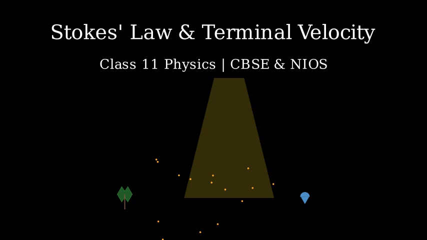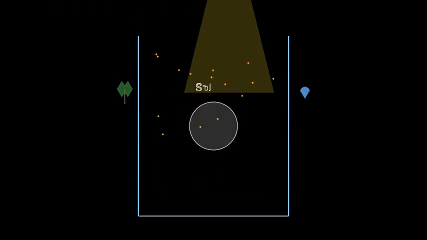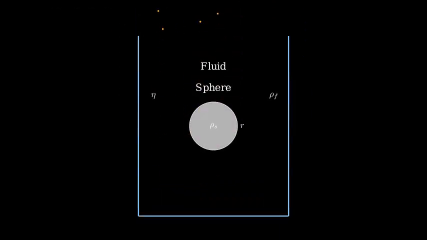To understand terminal velocity, we need to first understand the forces acting on an object falling through a fluid. Let's consider a small spherical object falling through a viscous fluid like water or glycerin. There are three main forces acting on this sphere. First, the weight of the sphere, which pulls it downward due to gravity. Second, the buoyant force, which pushes the sphere upward. And third, the viscous drag force, which opposes the motion and also acts upward.